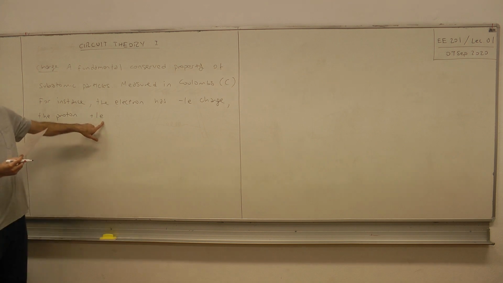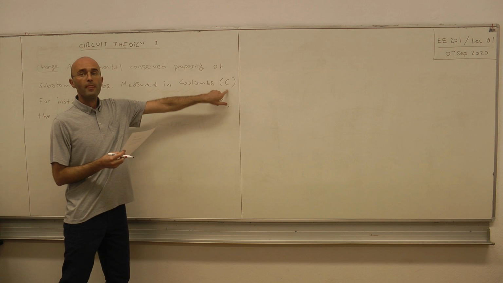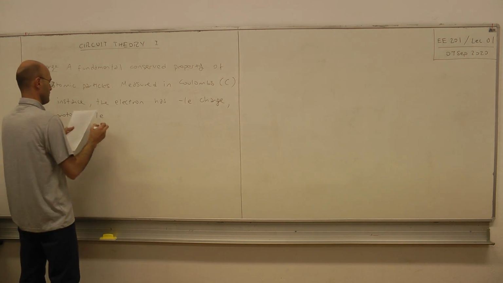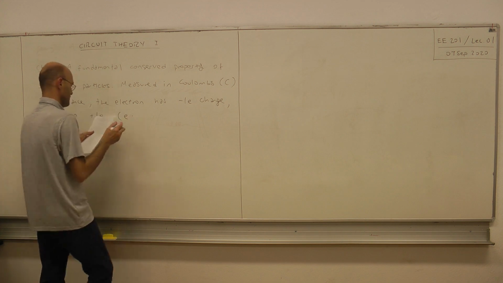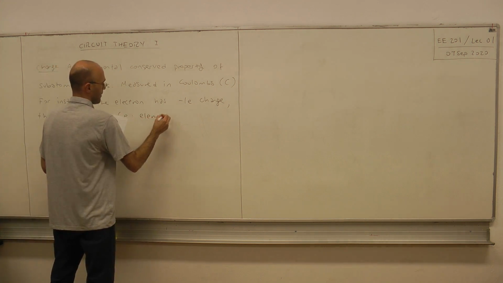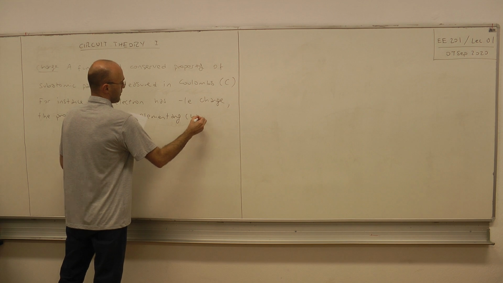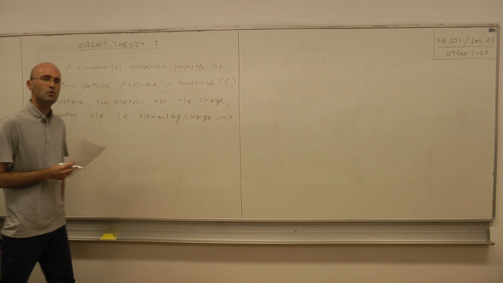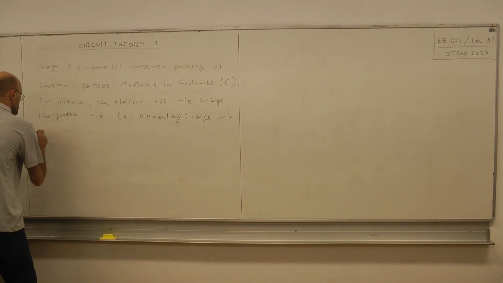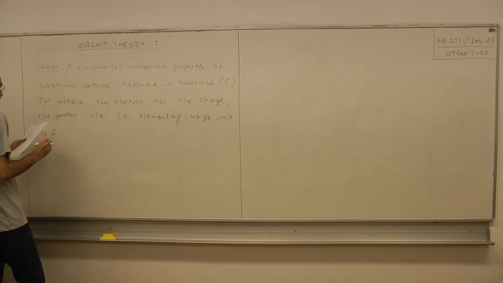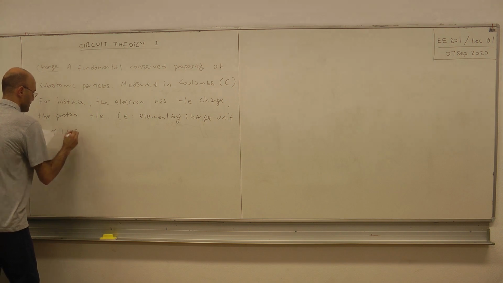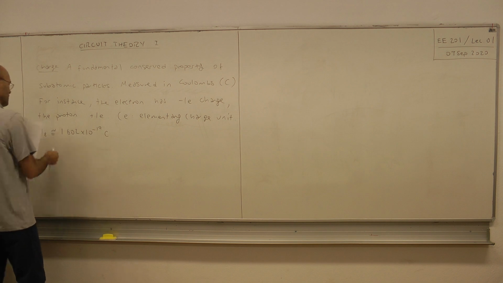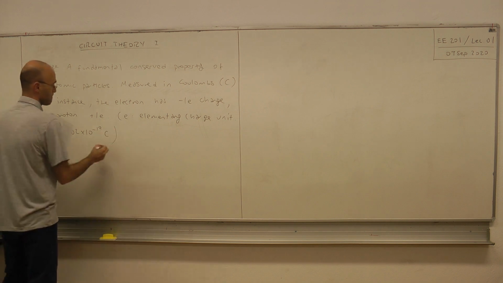And what's this E, or what's its relation to the unit that we wrote down first, coulombs? It's this. E is the elementary charge unit. And how it's related to the coulomb is like this: 1.602 times 10 to the minus 19 coulomb, approximately.